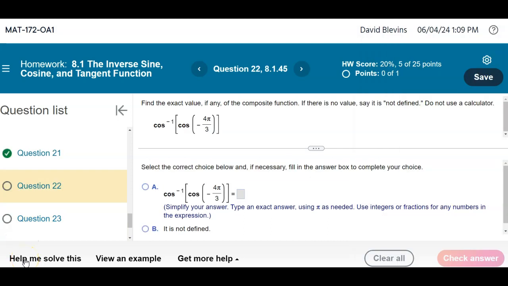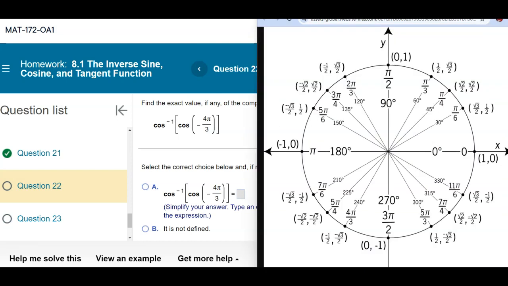Alright, same thing's happening here. Cosine is defined between 0 and pi. Inverse cosine has to return an angle between 0 and pi. Well, negative 4 pi over 3, if you look at it, here's where positive 4 pi over 3 is. That's coming this direction. So I'm going to go in the negative direction, which is what it says to do here, halfway around the circle and then 1, 2, 3 special angles past. So the cosine of negative 4 pi over 3 is the same thing as the cosine of positive 2 pi over 3. That's what I'm trying to say.